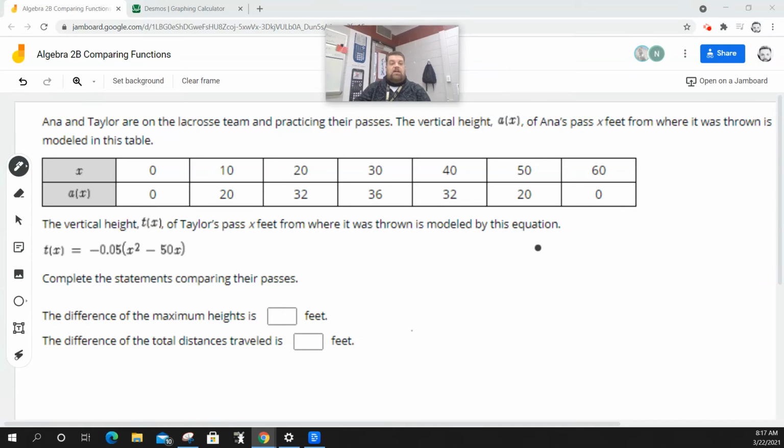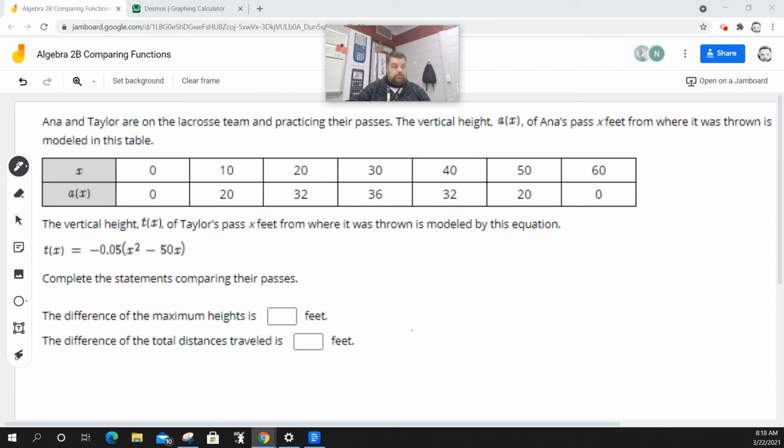All right. Anna and Taylor are on the lacrosse team and practicing their passes. The vertical height A of X is Anna's pass X feet from where it was thrown and is modeled in the table. The vertical height of Taylor's pass is X feet from where it is thrown and is modeled by the equation T of X. Complete the statements by comparing their passes.